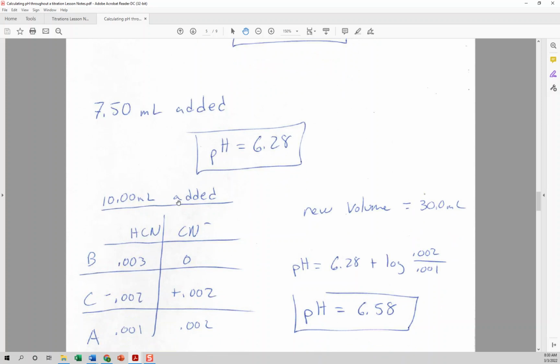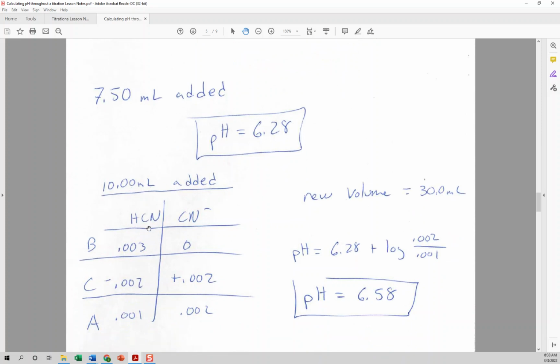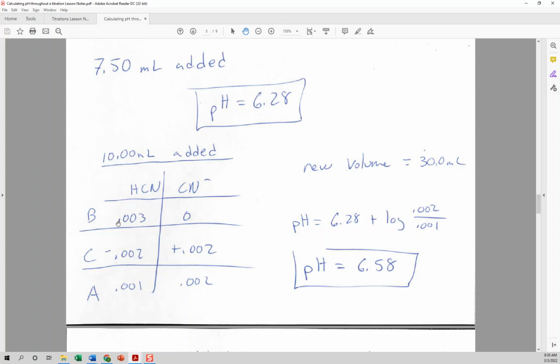10 milliliters added, we're still in the buffer zone because we still haven't reached the equivalence point. Remember, we established the equivalence point at 15 milliliters. So now what we're gonna do is do another BCA chart. Same numbers, we start out, before the titration started, this is how many moles of HCN we had, and this is how many moles of cyanide we had, right?